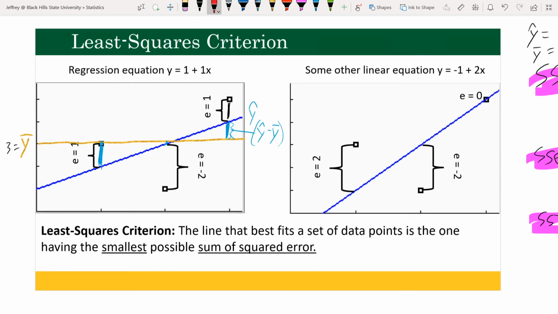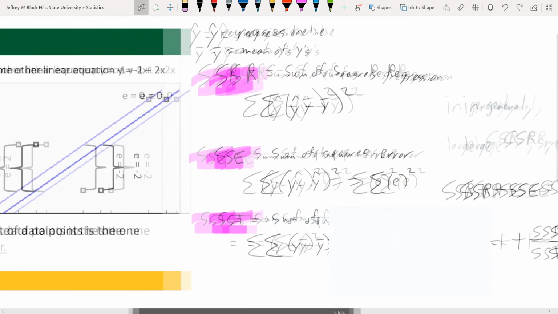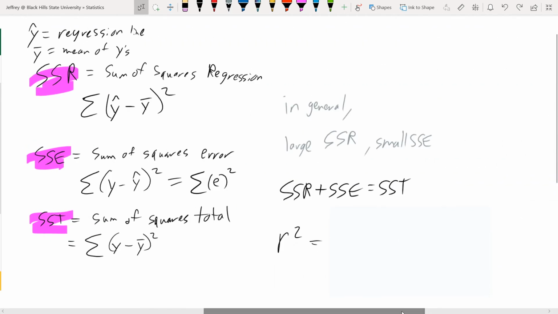So the sum of squares total is the difference between the point and y bar. In fact, it is this entire distance here. Now, as you can see, if we take the black distance and add it with the blue distance, we get the same thing as this distance for the red line. And so what we basically get from that result is that SSR plus SSE equals SST.